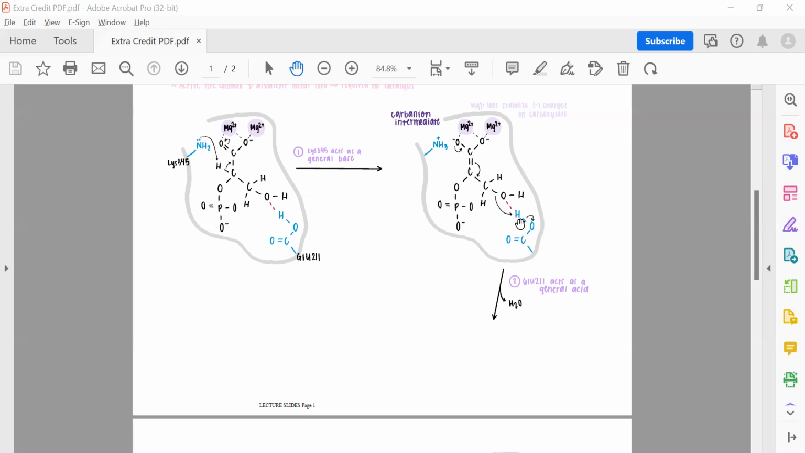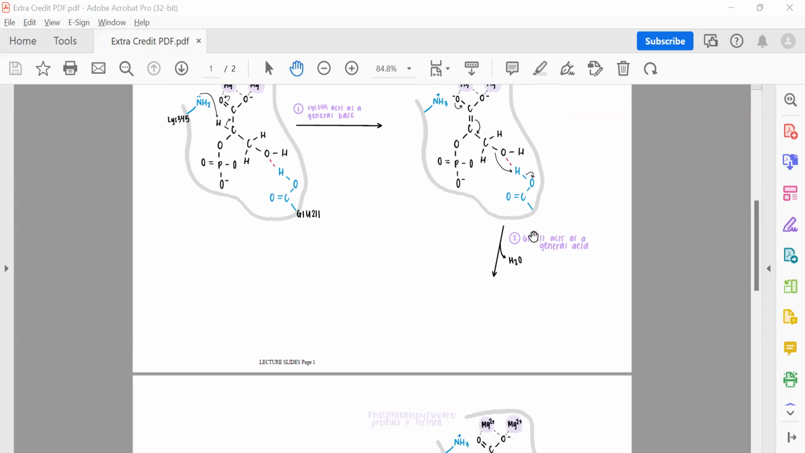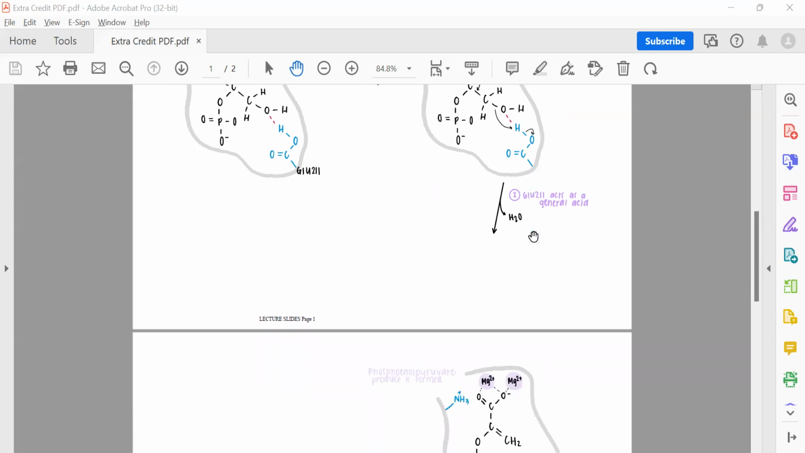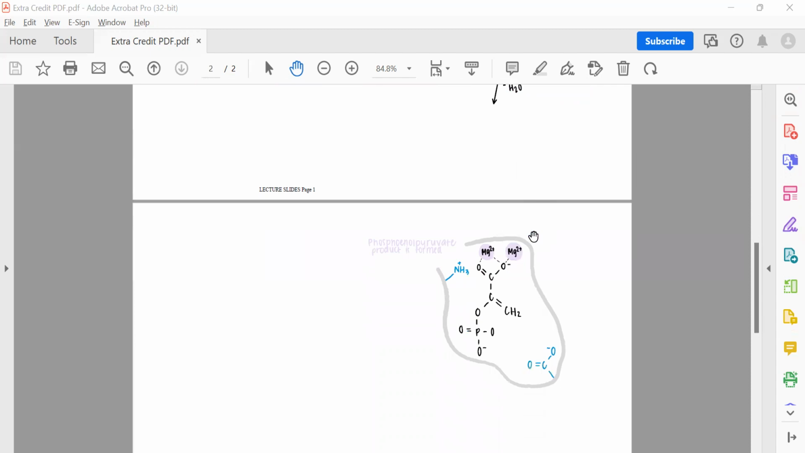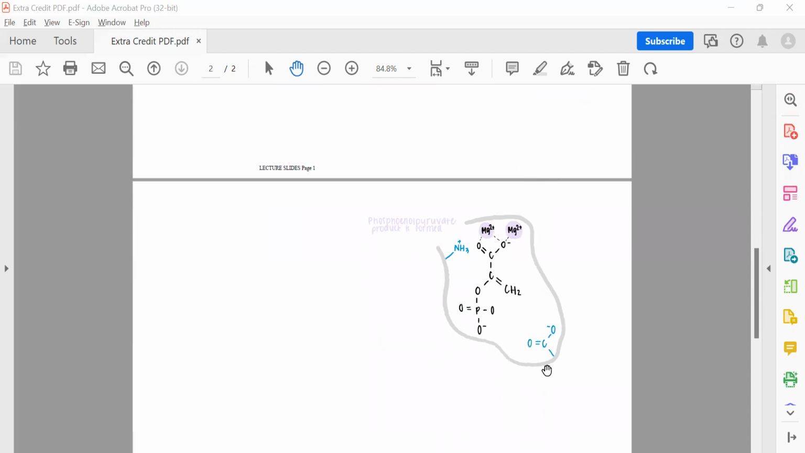This water molecule, this hydrogen that was now bound to this oxygen, will donate its electrons to this oxygen here as an acid, which will then, as you can see here, form the final product, which is the phosphoenolpyruvate.